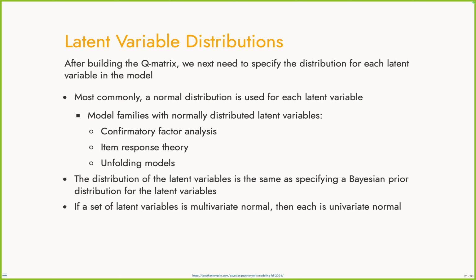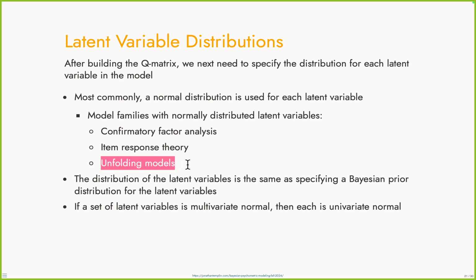Let's talk a little bit more about the latent variable distributions. So after we have the Q-matrix, the Q-matrix gives us the right-hand side, right? We then have to figure out a distribution for the latent variable. The latent variable is usually normal. Models that have normal latent variables most frequently are things like confirmatory factor analysis, item response theory, multi-dimensional item response theory. There's a whole bunch of unfolding models.